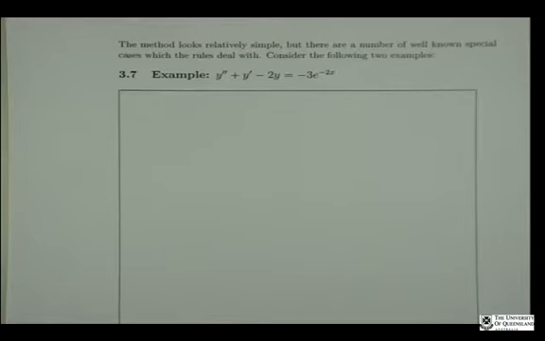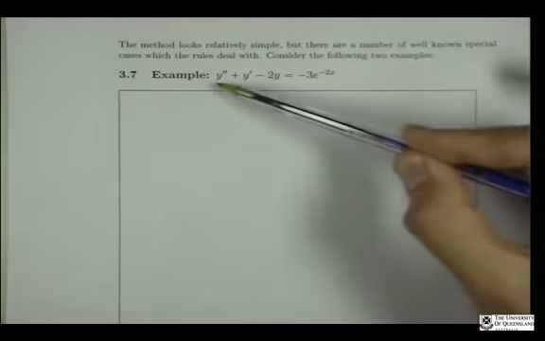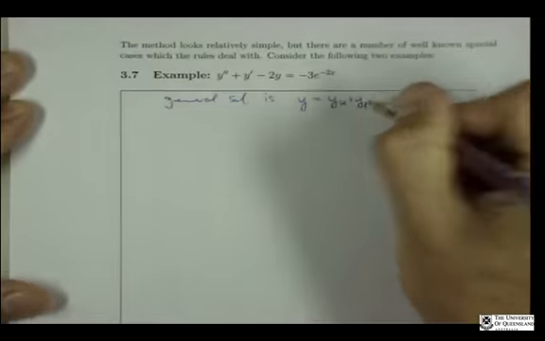All right, so let's have a look and see what can go wrong. All right, here's again a second-order linear non-homogeneous ODE with constant coefficients. I know the general solution is of the form YH plus YP.